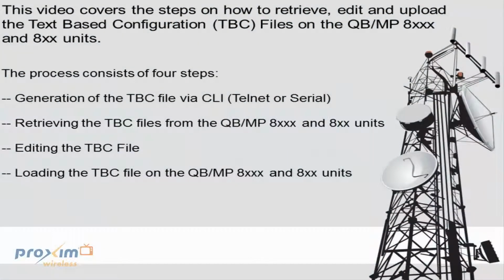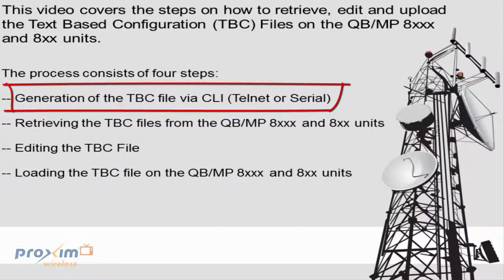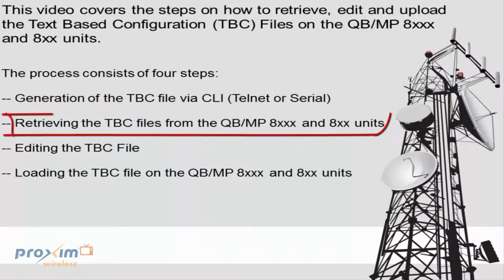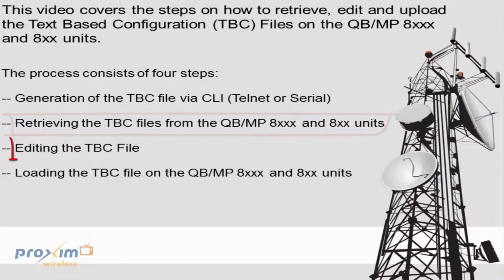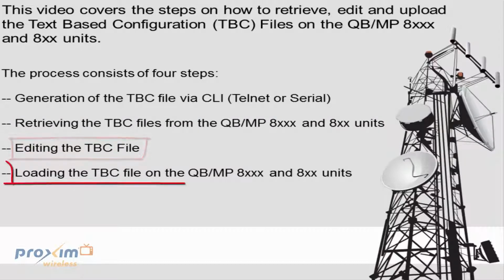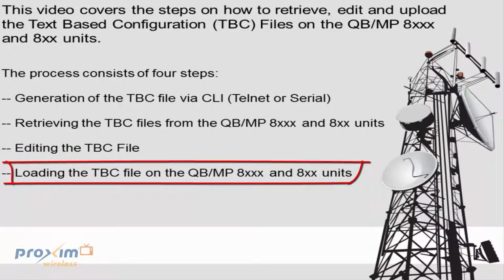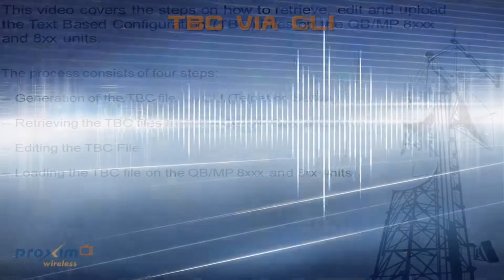In this video, we'll cover the steps on how to retrieve, edit, and upload the text-based configuration or TBC files on the QBMP 8000 and 800 units. The process itself consists of 4 steps. The first one is going to be the generation of the TBC file via CLI, Telnet serial, retrieving the TBC file from the QBMP radios, editing the TBC file, and then lastly loading the TBC file on the radios again.